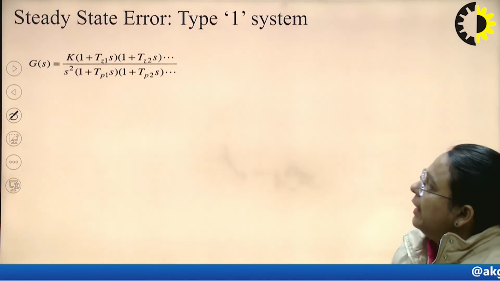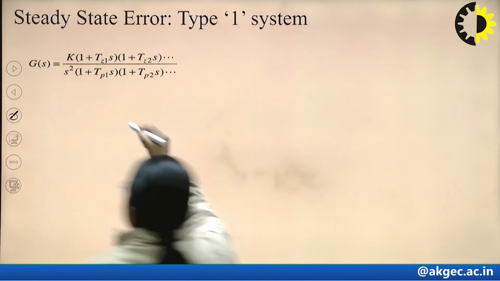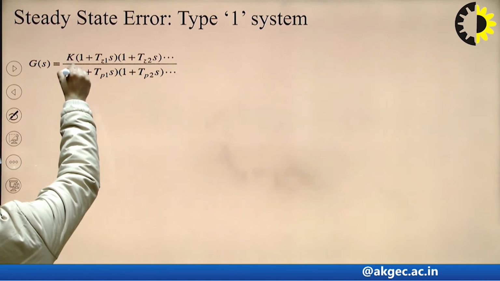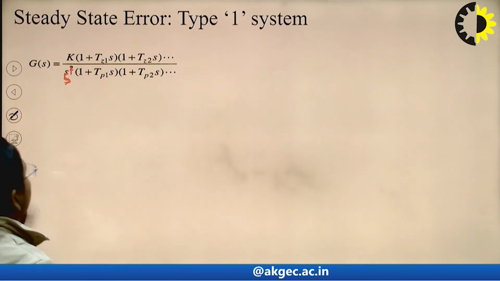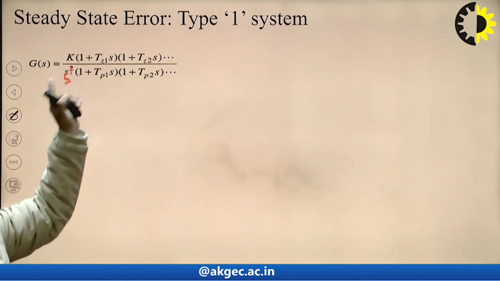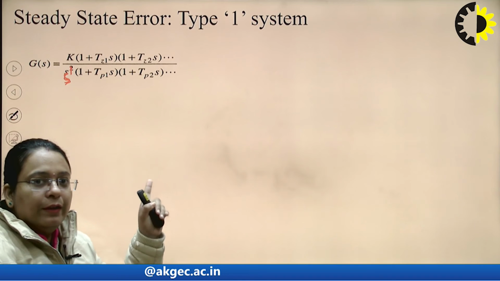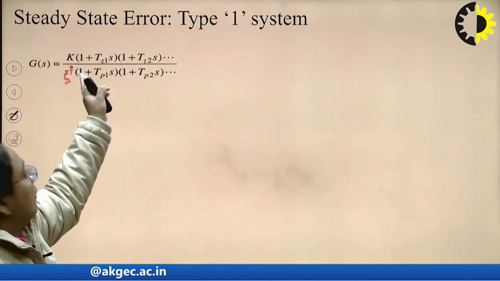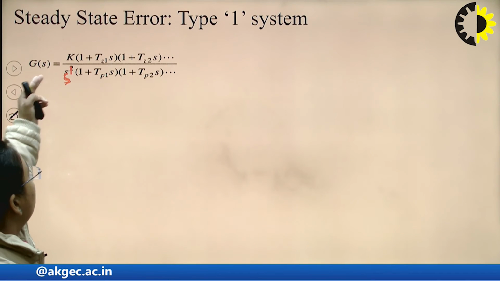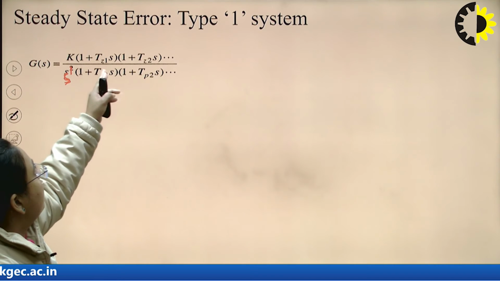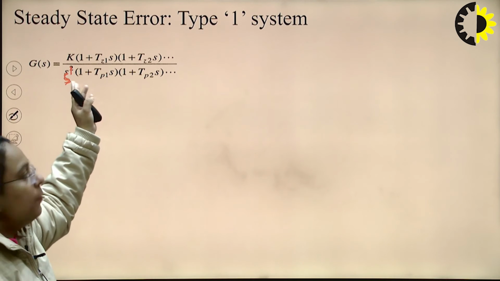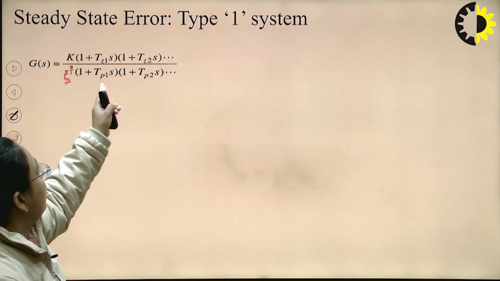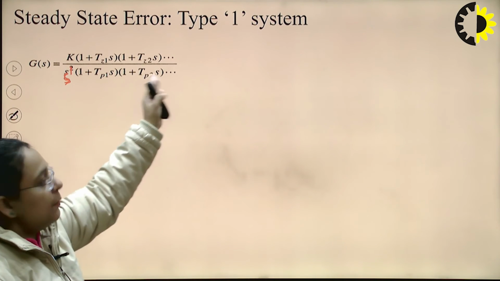Now coming to the type 1 system. So for the type 1 system, let us take the value of G(S) with S raised to the power 1 here. So this is S raised to the power 1, that means there is one pole at origin and it defines that this is type 1. Okay. So the value of G(S) will be here K into (1 plus TZ1 S)(1 plus TZ2 S) and so on, upon S raised to the power 1 into (1 plus TP1 S)(1 plus TP2 S) and so on.